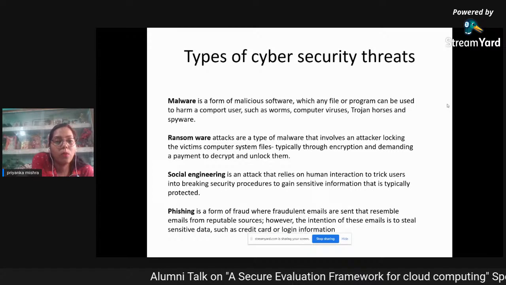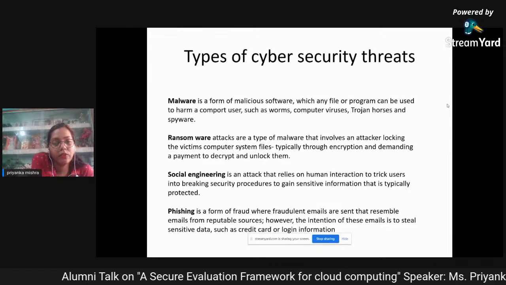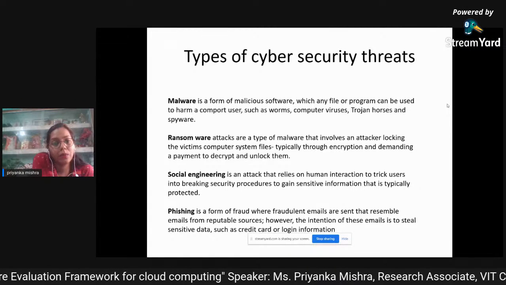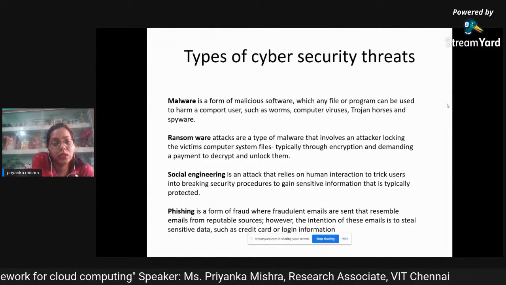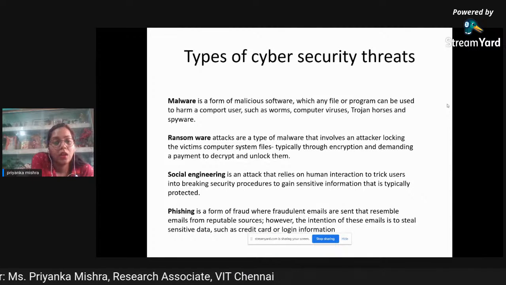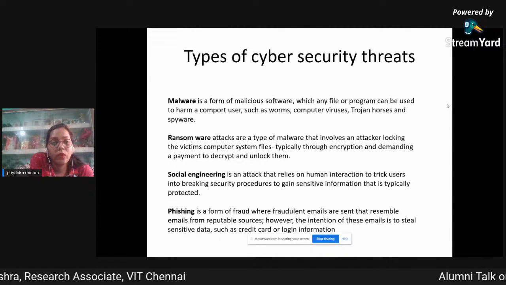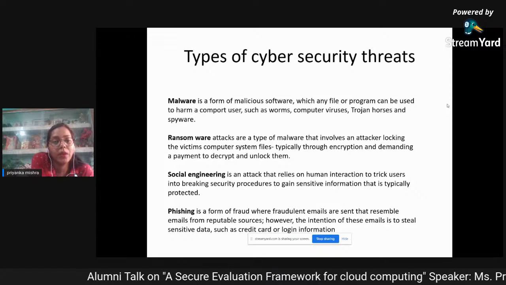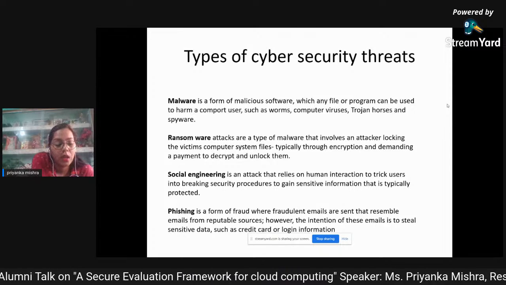Malware is a form of malicious software, any program or file that can be used to harm computer users, such as worms, computer viruses, trojans, and also spyware. Next comes ransomware. Ransomware is a type of malware that involves the attacker locking the victim's computer system files, typically through encryption, demanding payment to decrypt and unlock them.